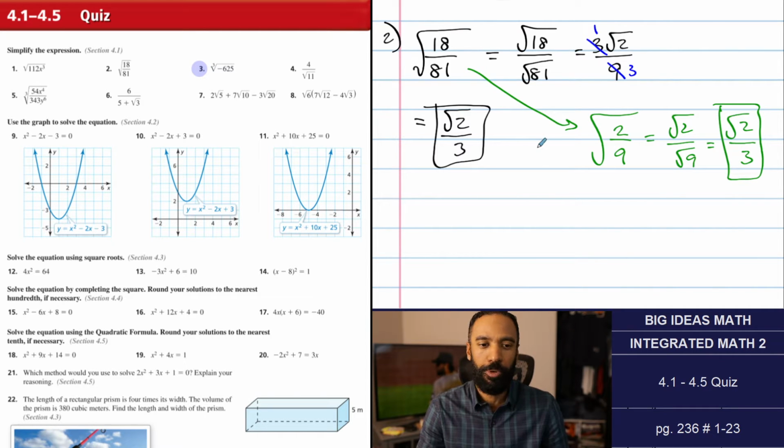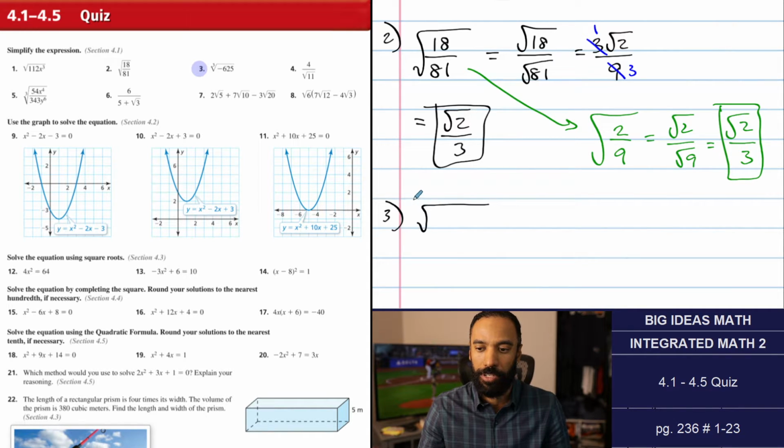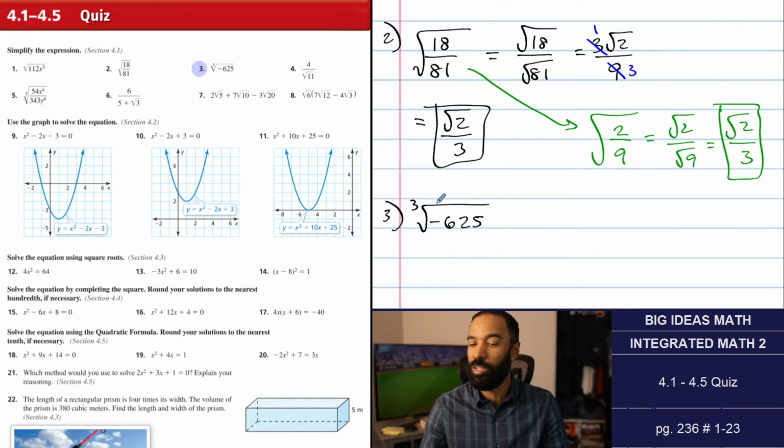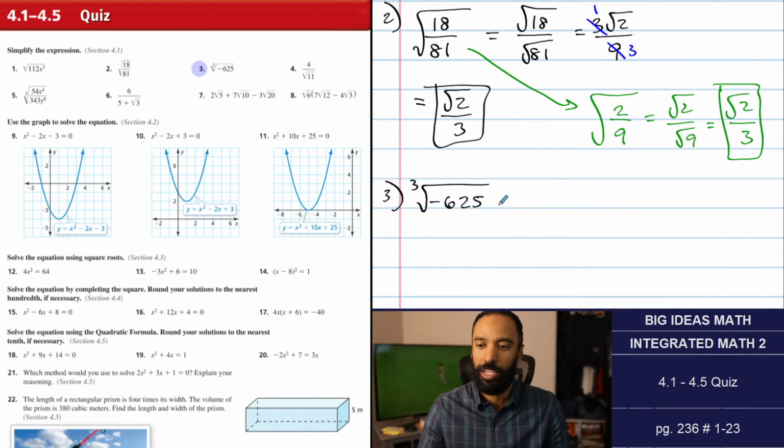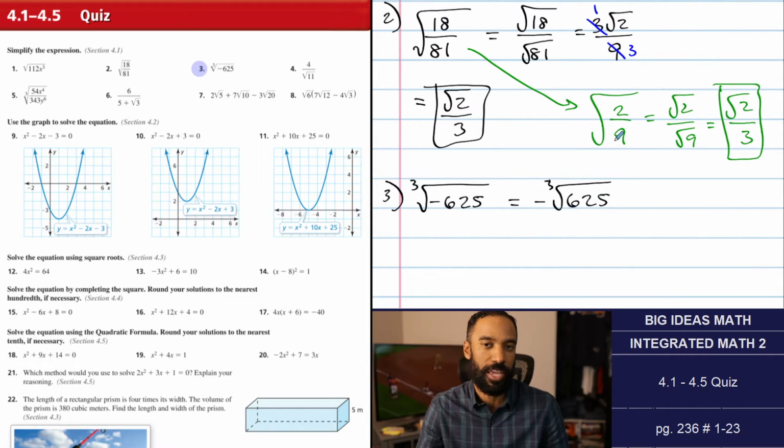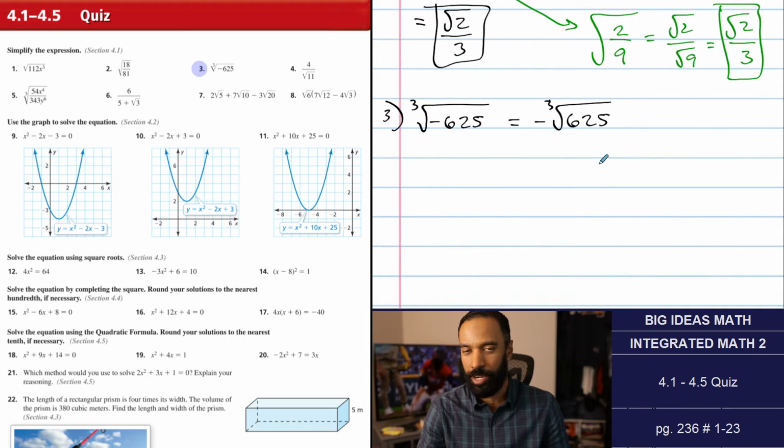Number 3, we got cube root of negative 625. Now you'll learn later in this section how to take square roots of negatives and have imaginary or complex numbers as a result, but you can take the cube root of a negative. Cube root of negative 625 is the same thing as the opposite of cube root of 625. You just turn the whole number negative. Because you cube a negative, you get a negative, so cube root's going to do the same.